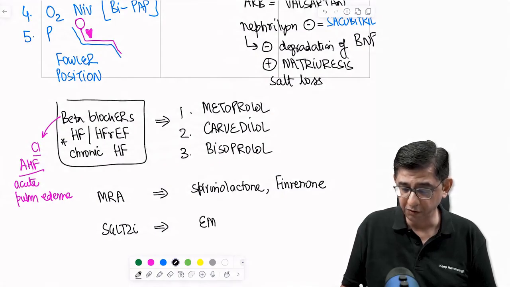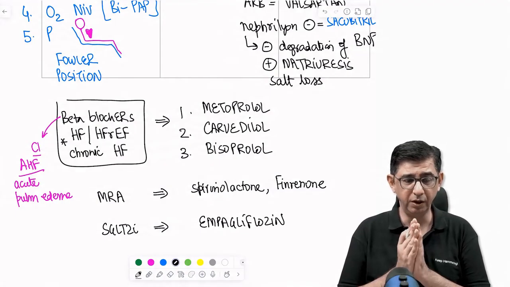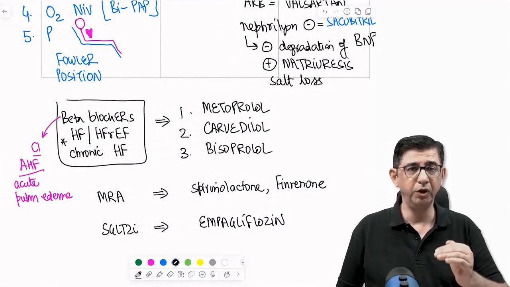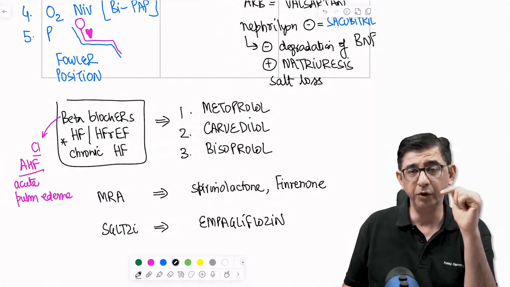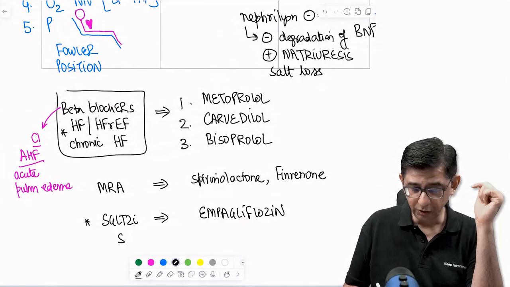This is obviously a hot favorite of the examiner, that is empagliflozin. Once again, dapagliflozin, empagliflozin. The point is SGLT2 inhibitors can be used in non-diabetic patients as well for management of heart failure. Why? Because they cause salt loss, no?